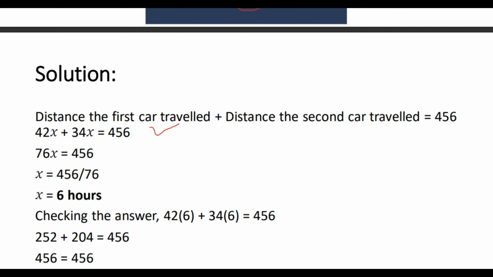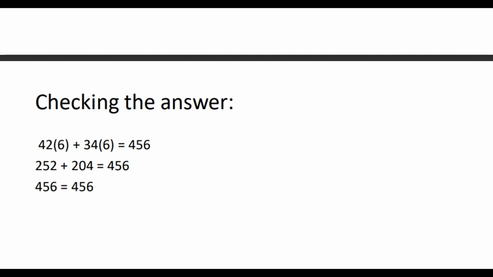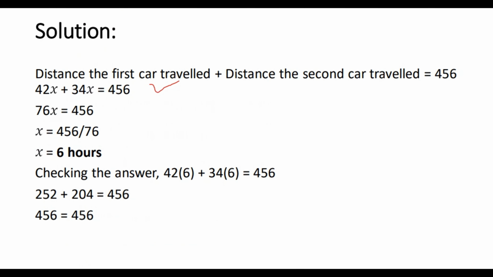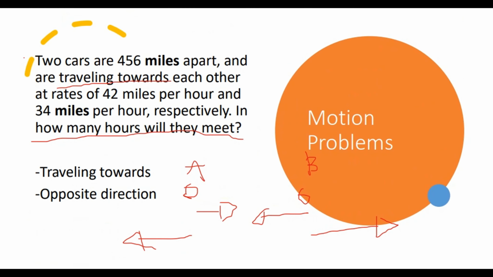Divide both sides by 76, giving us x is equal to 6 hours, which means it will take 6 hours for both cars to meet with a given distance of 456 miles. So to check, 42 times 6 plus 34 times 6 is 252 plus 204, giving us 456 equals 456. So keep in mind when solving motion problems, be careful with the words that are used.